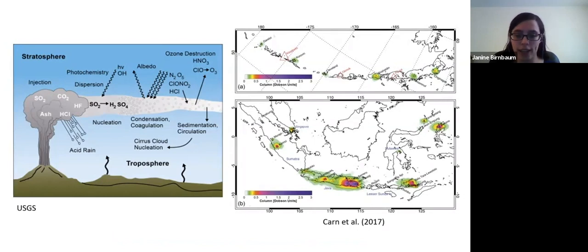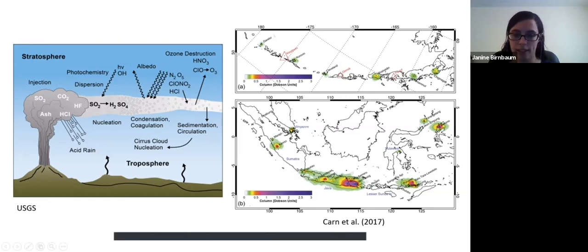Are they releasing enough carbon dioxide to make a difference to the atmosphere? So yes, volcanoes do release carbon dioxide, but they only release in a given year about 1% of what we produce through anthropogenic sources, the burning of fossil fuels. Similarly, they produce a lot of sulfur, which can be a pollutant that decreases air quality in cities.